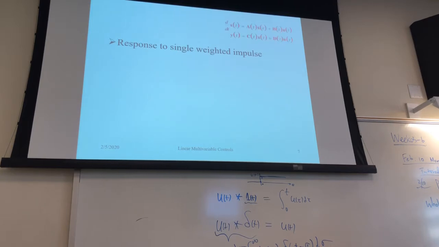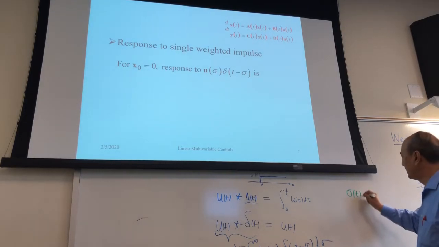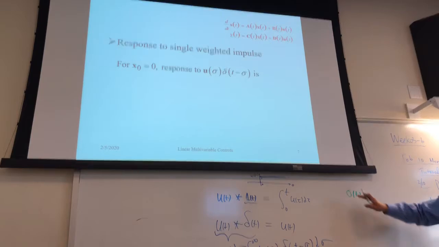So if we do the system like this, how can we get a single impulse? Say, for example, x0 is 0, then you have a single pulse in here. This is a single pulse at sigma. So only when t is sigma is it non-zero. This is a magic thing. If you write this one, this is a delta.